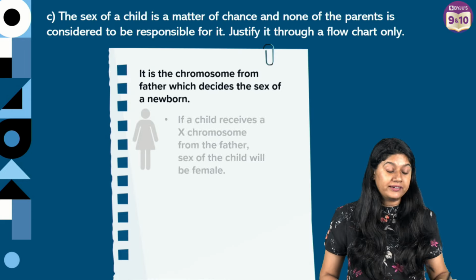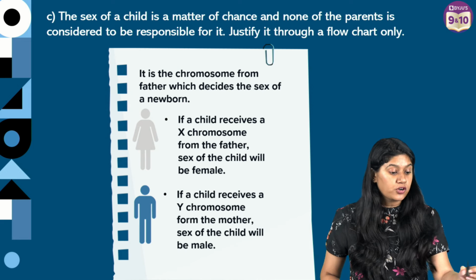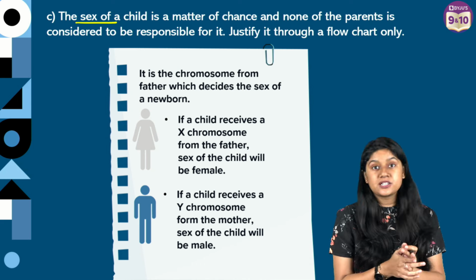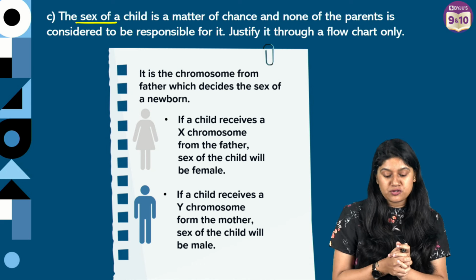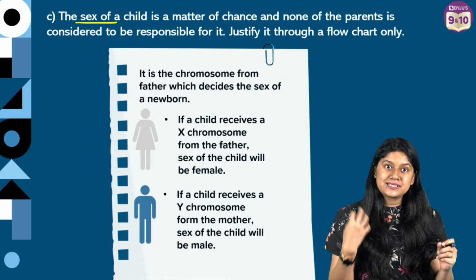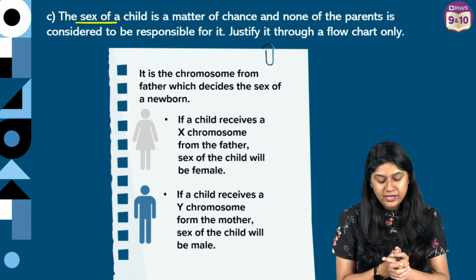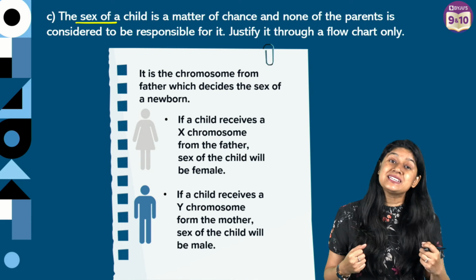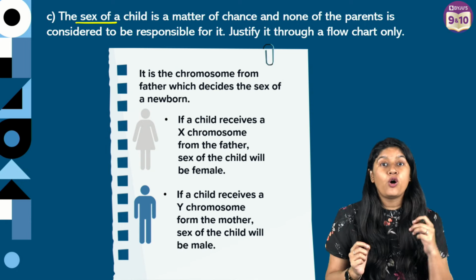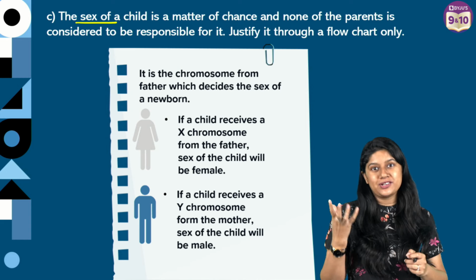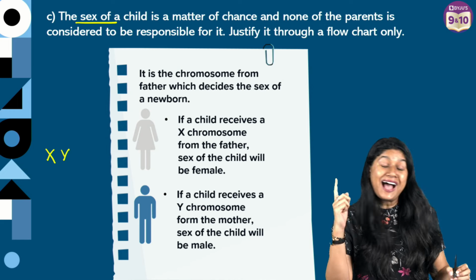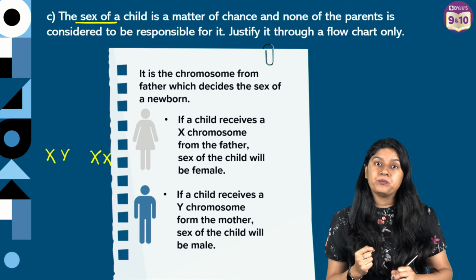Moving to the next question, question number C talks about how the sex of a child is a matter of chance and none of the parents is considered to be responsible for it. We have to justify it through a flow chart only. Now, we know that the sex of a child is not a matter of chance, right? Basically, males are responsible for giving the gender to the child, because in males we have X and Y chromosomes, and in females we have X and X chromosomes.